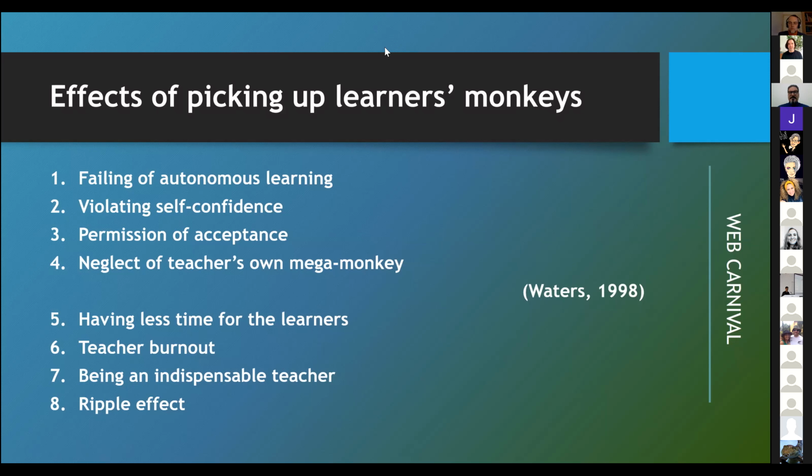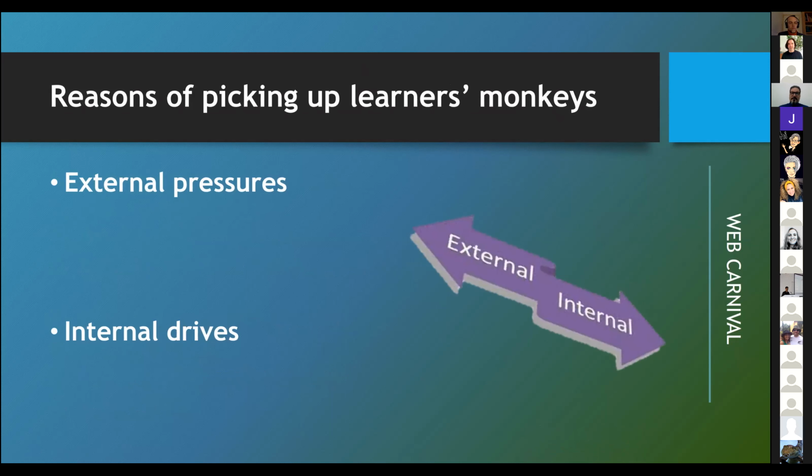And ripple effect, which says when one person does something, it is contagious. When a person asks you a question and you can provide the answer, the other people start asking you, and this kind of ripple effect in the classroom can happen. This makes a kind of culture of asking the teacher a question, he can get the answer, and it makes the monkeys more and more in the classroom. So considering these effects of picking up learners' monkeys, the next part I'm going to discuss is related to reasons of picking up learners' monkeys.